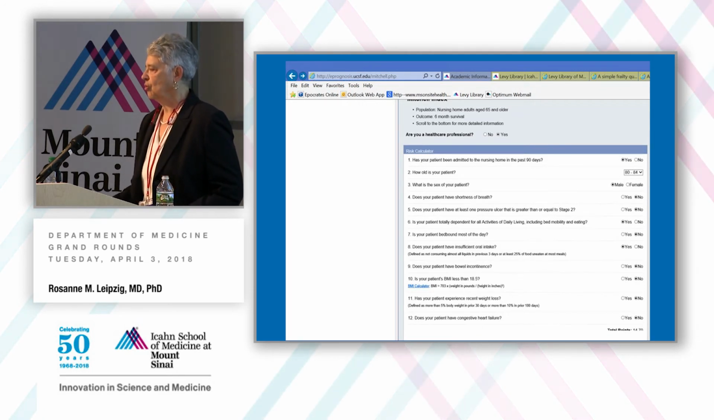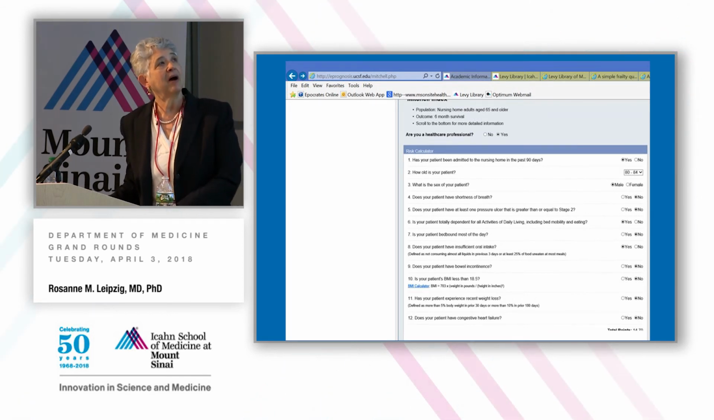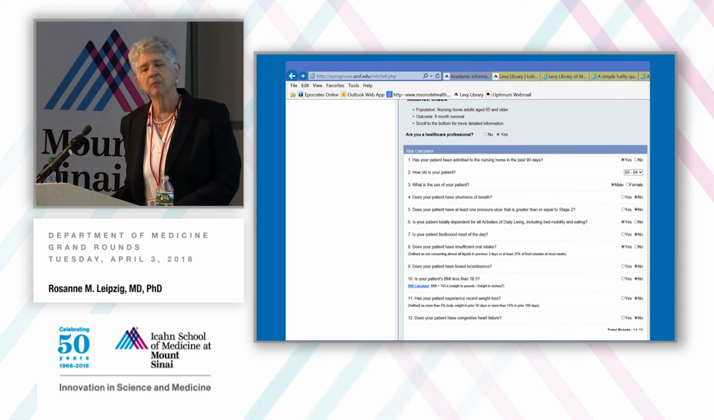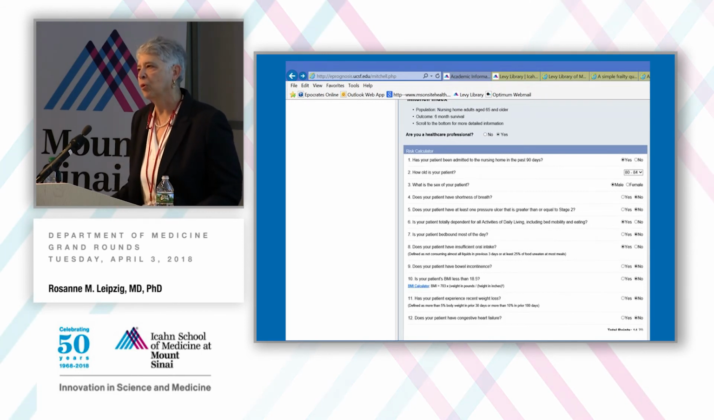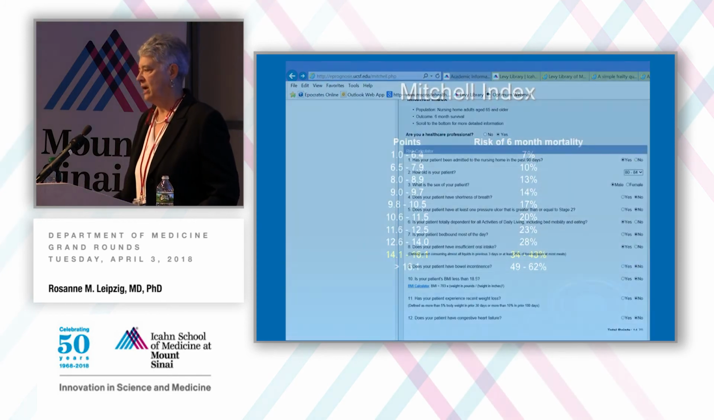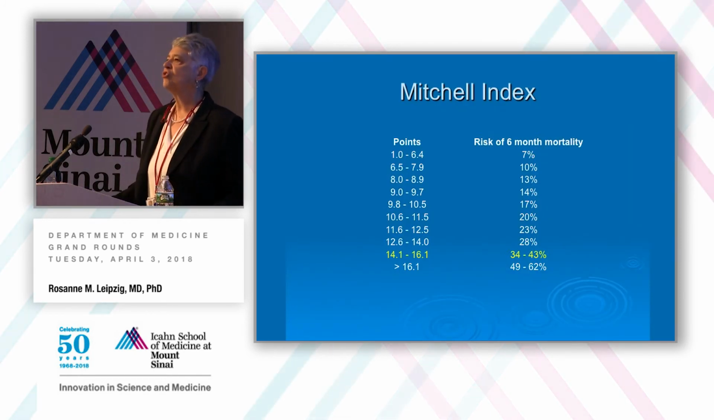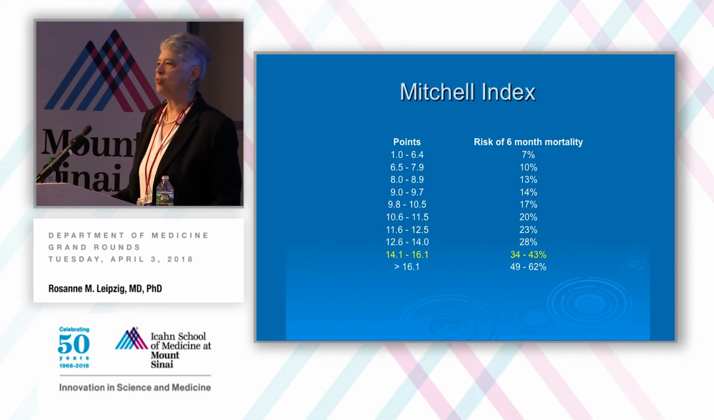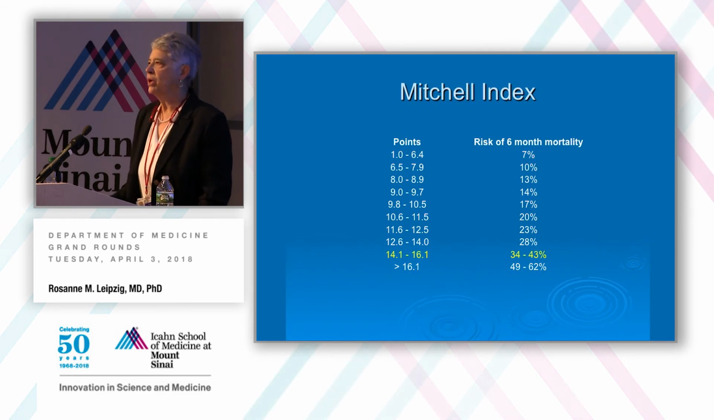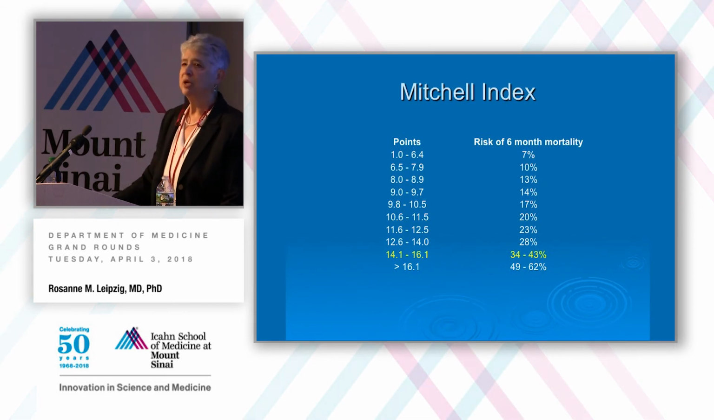You can see here what goes into this scale. And again, we're talking mainly about symptoms, function. Is your patient bedbound most of the day? Does your patient have significant oral intake? Okay. This is for nursing home patients. And the Mitchell index tells us that this patient has about a 40% 6-month risk of mortality. Okay? So again, we feel good, we got them through everything. But what's going to happen next?